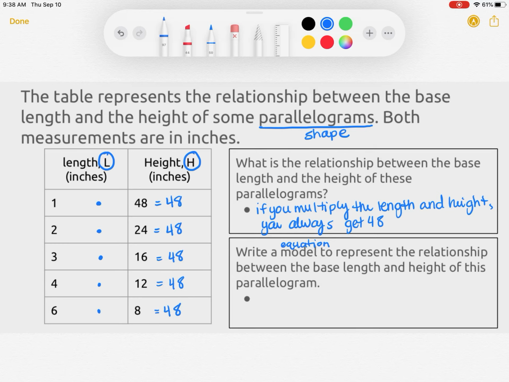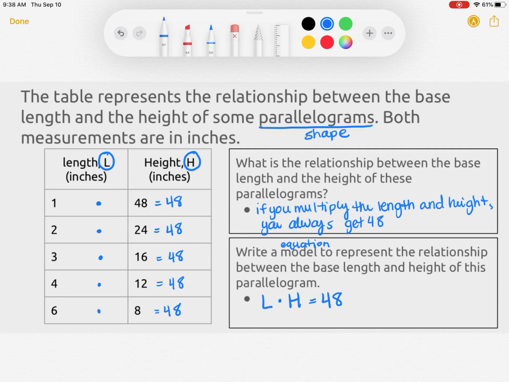So I'm seeing the word multiply. I'm multiplying length and height. Length is represented with L times H represents the height. And I'm saying that I always will have that be equal to 48 when I multiply them.